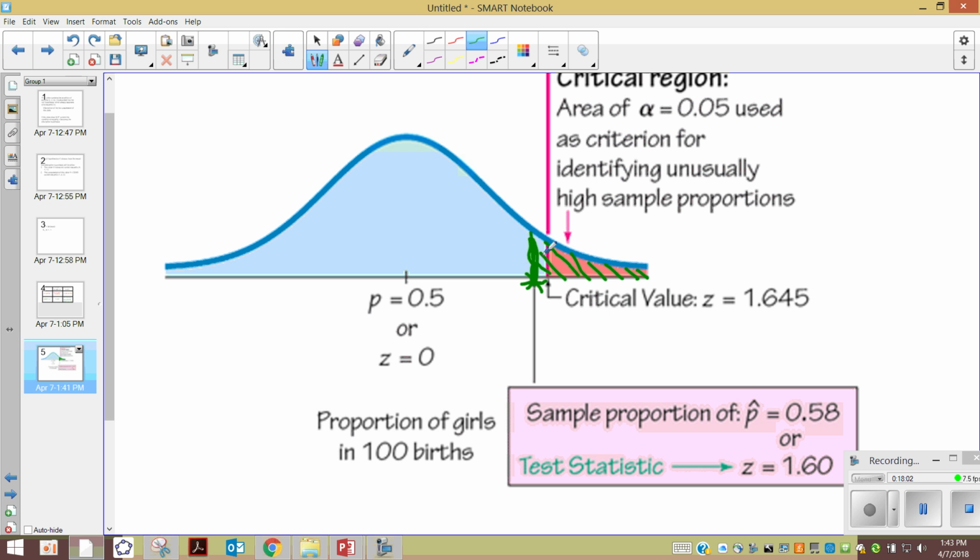And so you'll see that the p-value is completely covering the critical value. The p-value is actually larger than the red region. And so that means that the critical value is more extreme than the test statistic is, which means this is not a significant result. So we will not reject the null hypothesis in this case.